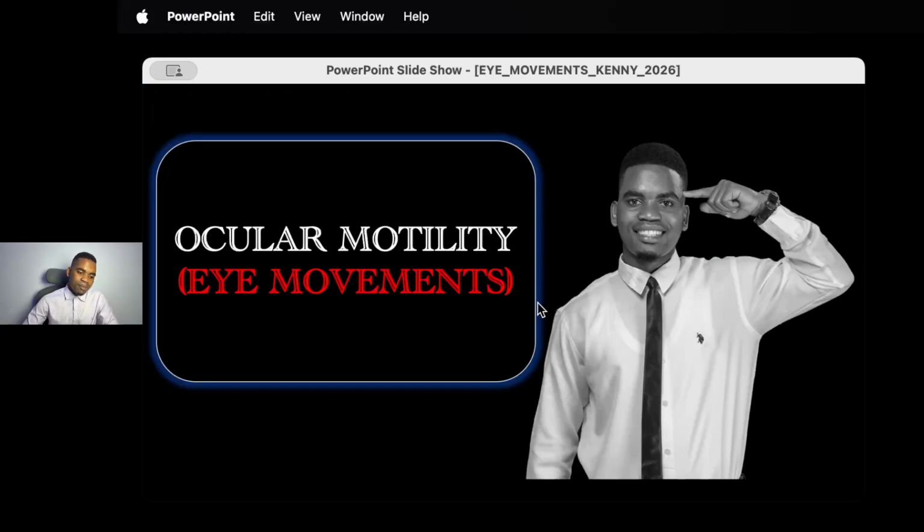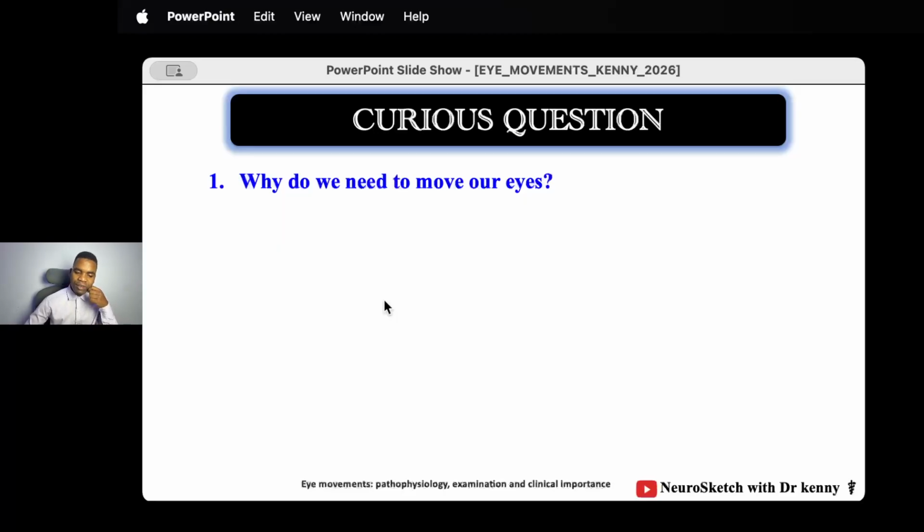Today we're going to discuss ocular motility, which is translated into eye movement. And we have a curious question to ask ourselves: why do we need to move our eyes? We covered this question when we were discussing the photoreceptor layer of the retina. We said this is what we call looking. So looking is purposely directing your eyes to an object of interest.